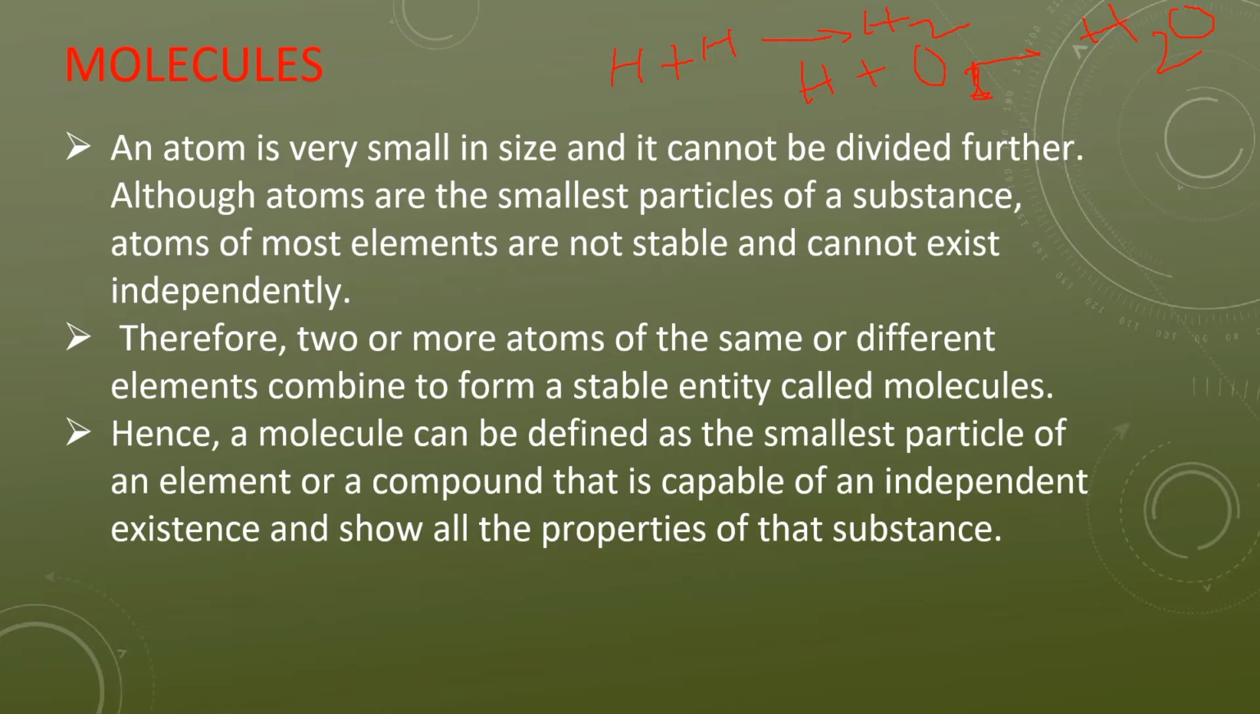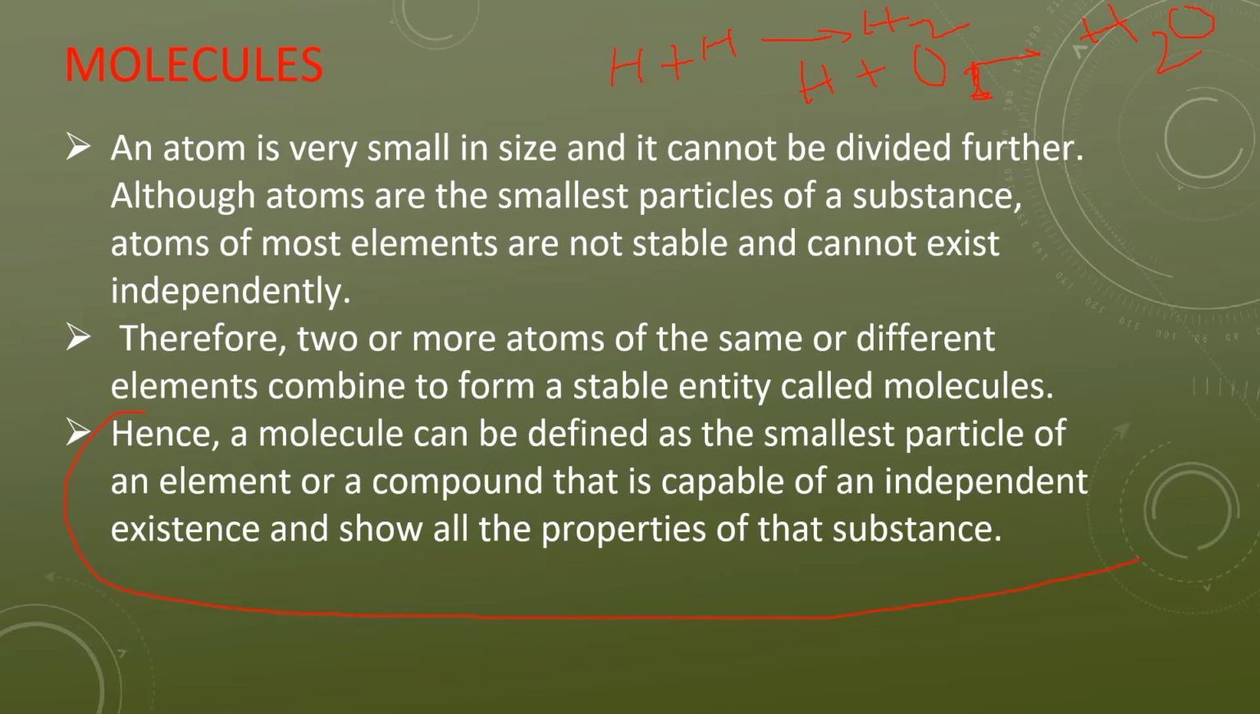Atoms are very small in size and cannot be further divided. Although atoms are the smallest particle of a substance, atoms of most elements are unstable, that is, not stable at all, and cannot live alone. Therefore two or more atoms of the same or different elements combine to form stable entities called molecules. A molecule can be defined as the smallest particle of an element or compound that is capable of independent existence. So this is your definition.